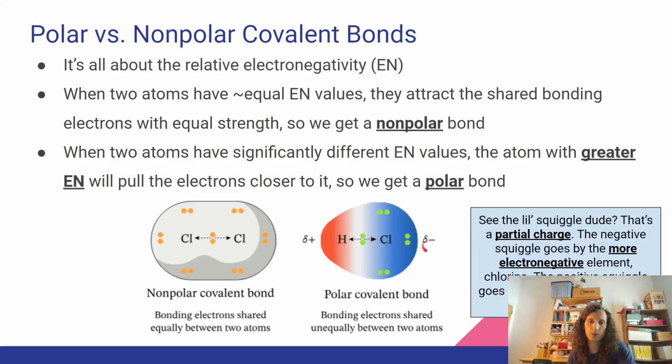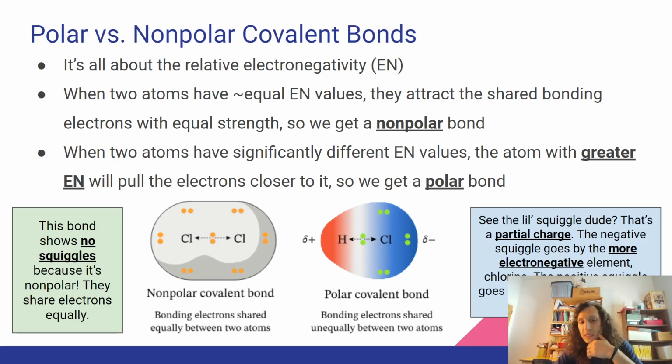Now, I want to note this little squiggle dude. So these are partial charges. Squiggle negative is going to go by our more electronegative element. Squiggle positive, less electronegative element. And we don't see any partial charges on the chlorine-chlorine bond because, again, it's entirely nonpolar. So neither atom has a partial charge.